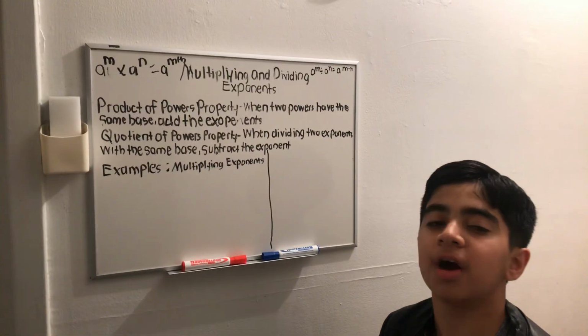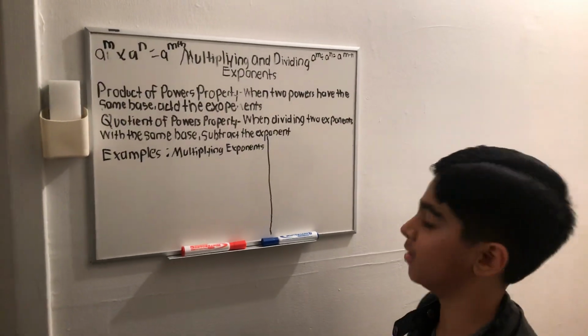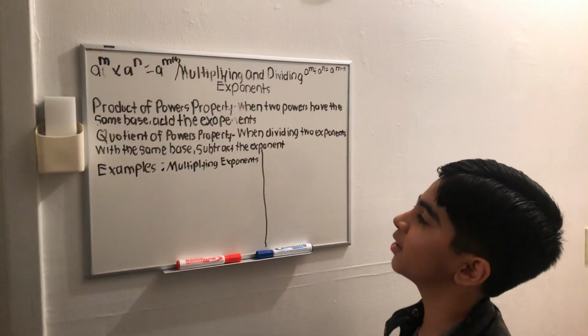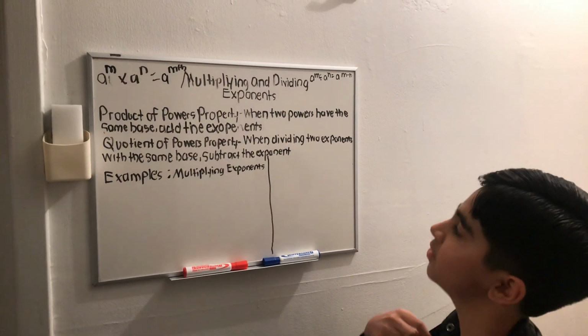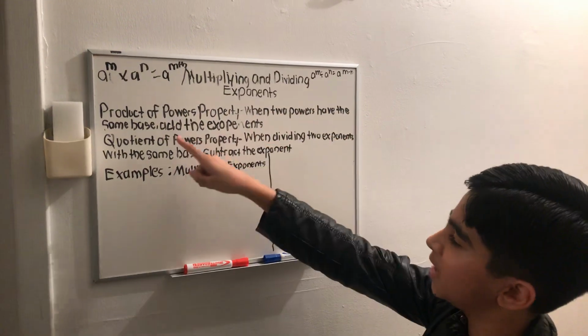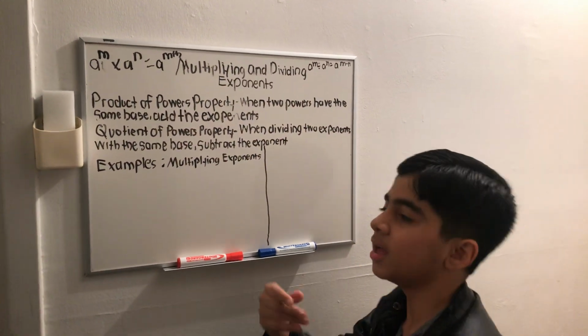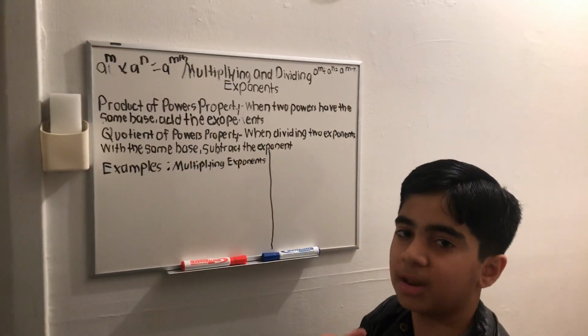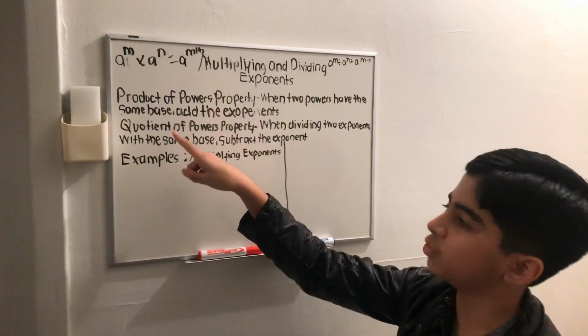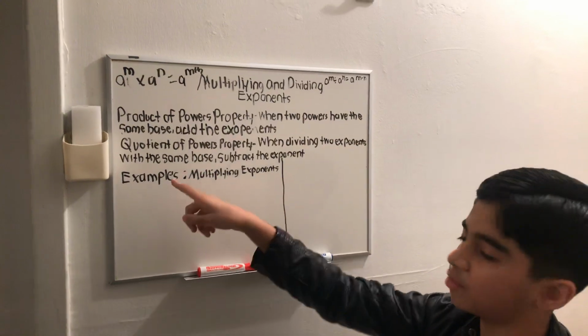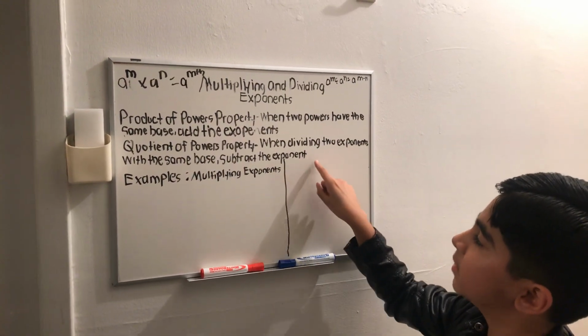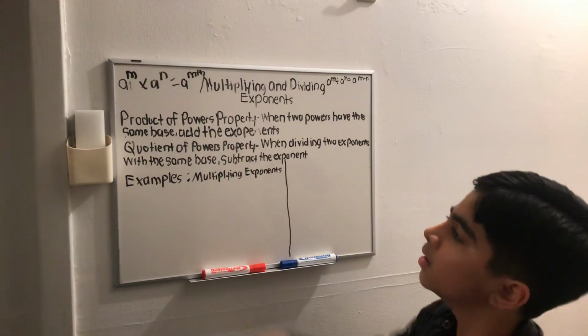Okay, so today we are multiplying and dividing exponents. As you can see here, when multiplying exponents, you have to use the product of powers property, which is when two powers have the same base, add the exponents. And for dividing exponents, you have to use the quotient of powers property, which is when dividing two exponents with the same base, subtract the exponents.